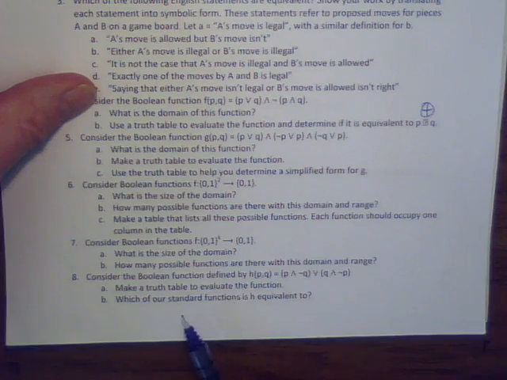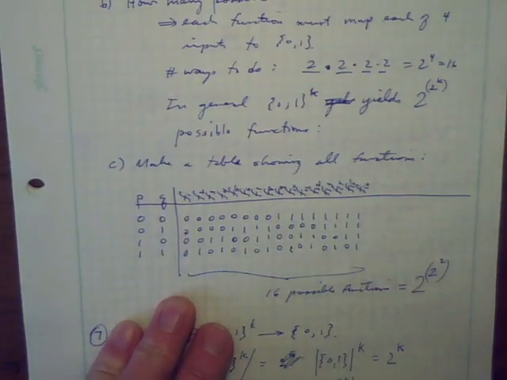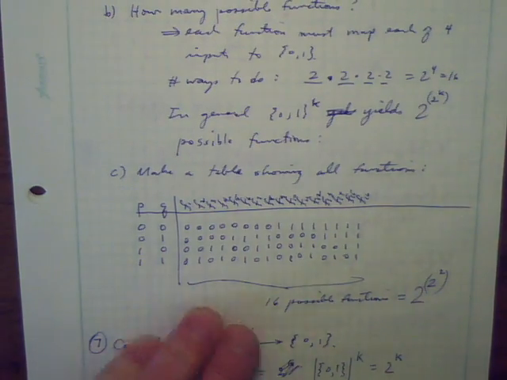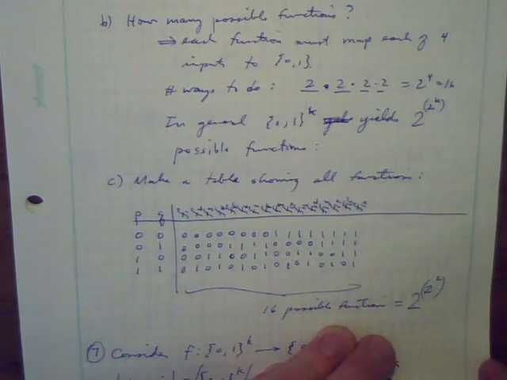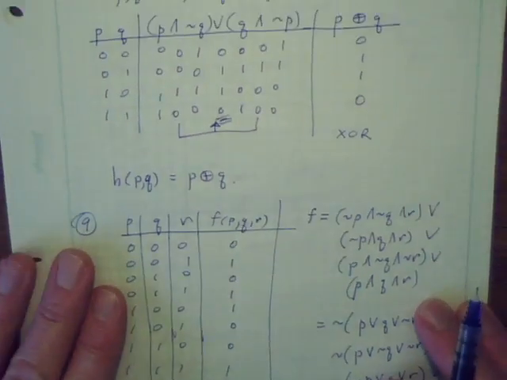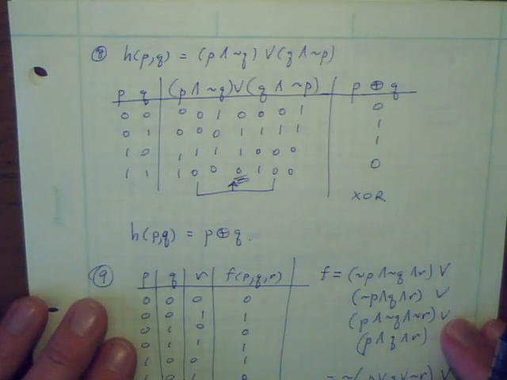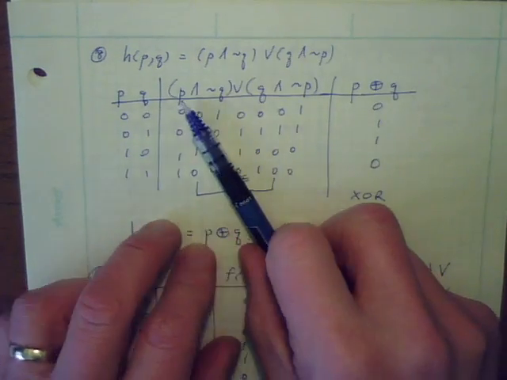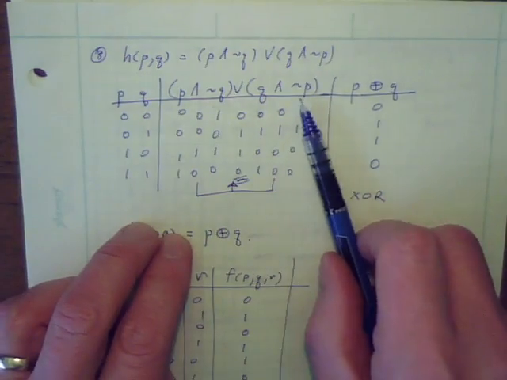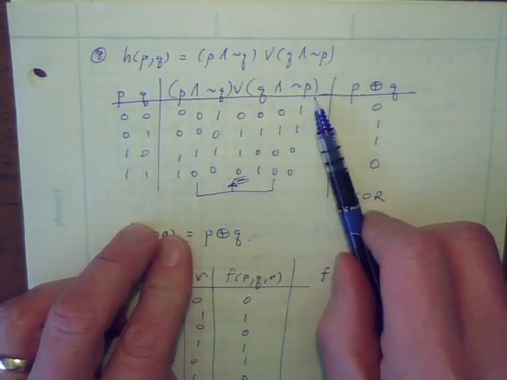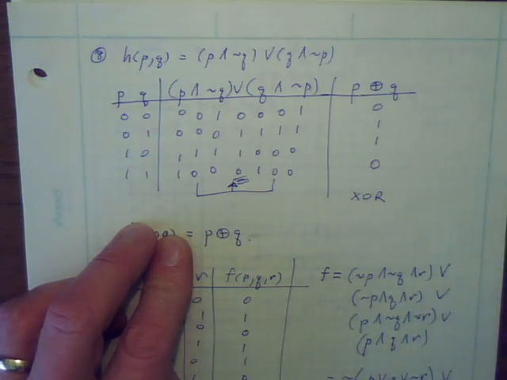Make a truth table, and which of our standard functions is it equivalent to? I'm going to go very quickly through these truth tables because I think most of you know how to do them. Basically I'll show them here. Here I made a truth table all at once. And I wrote the whole function up top here, and I did it in multiple steps.